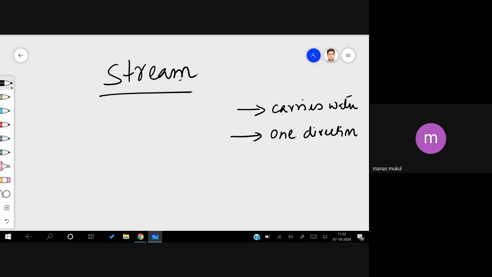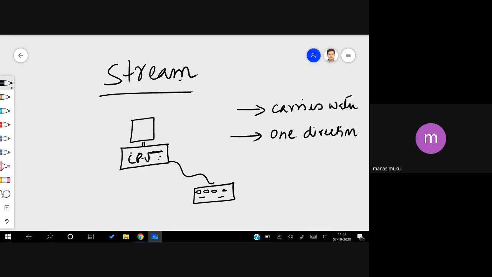Now, let's try to correlate this with what we are going to study. So first important thing, here is my computer, right? This is a keyboard connected to your CPU. I have a drive here, and this is a CPU. And this is connected to a keyboard.